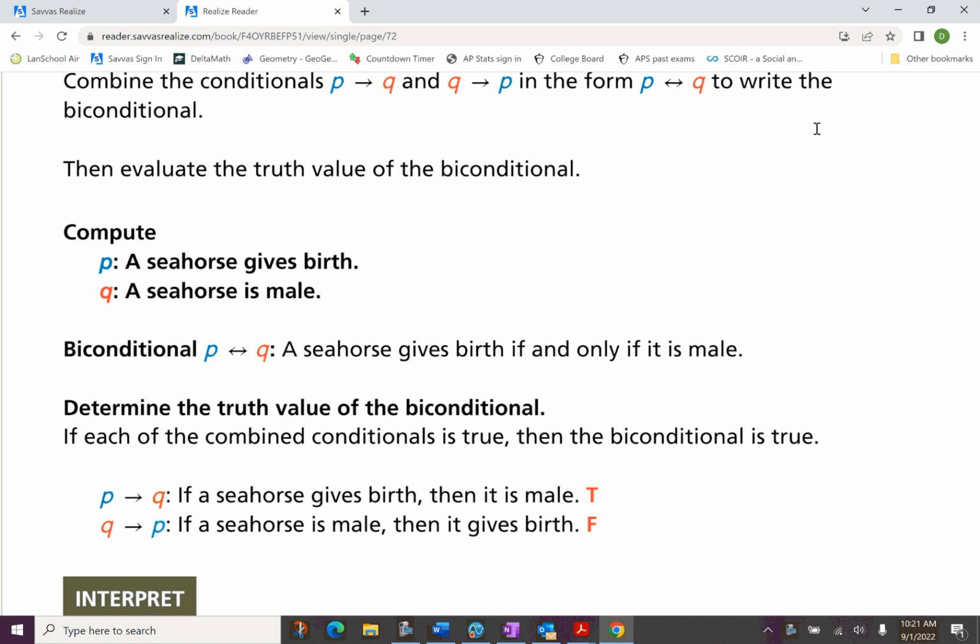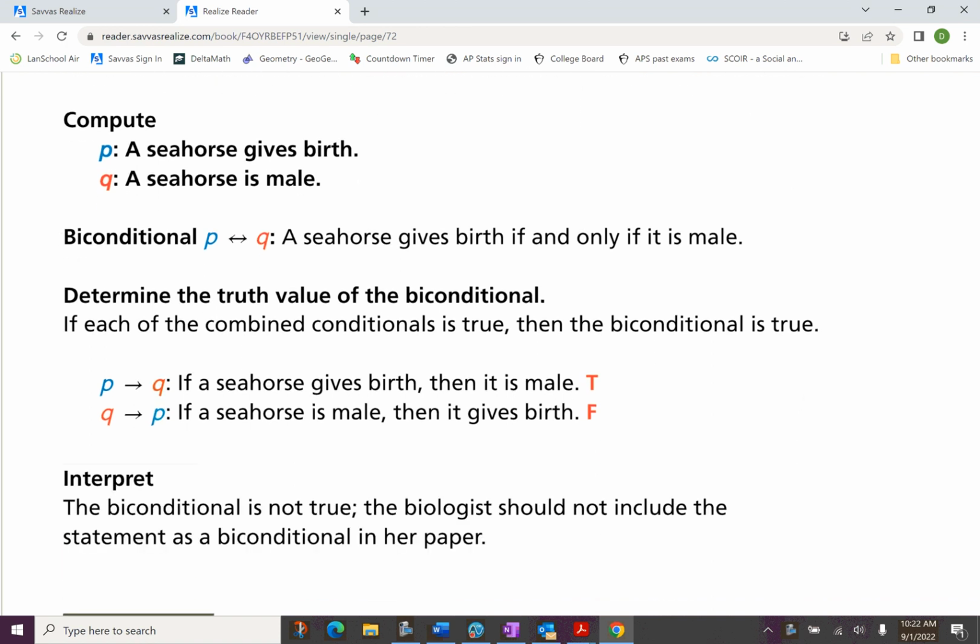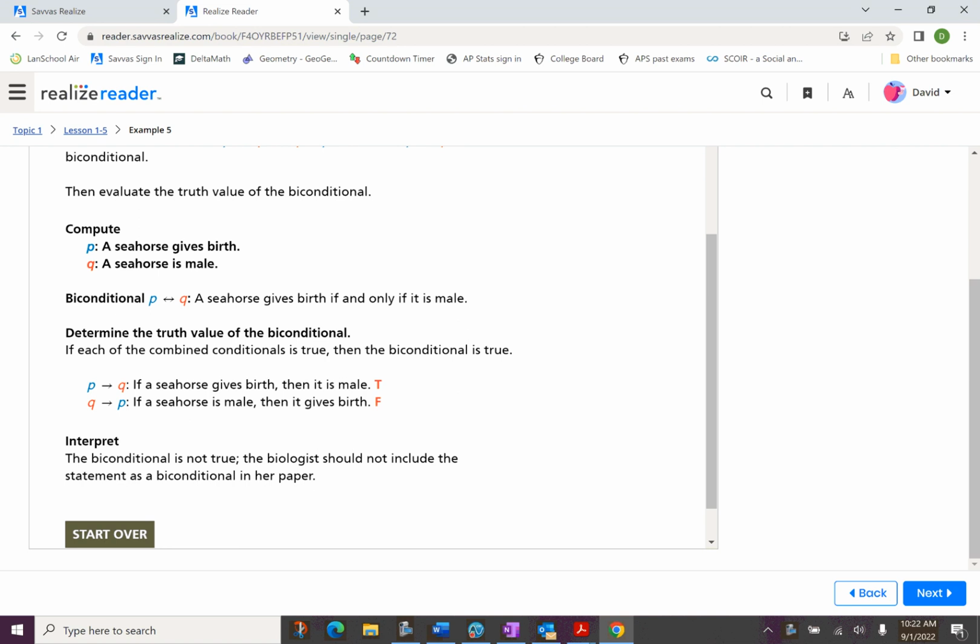So the original statement, if a seahorse gives birth, then it is male. That's true. But wait, hold on. If a seahorse is male, then it gives birth? That's not necessarily true. I imagine we could find pretty easily an example of a seahorse that is male that has never yet given birth. Okay? So the biconditional in this sense is false. Again, for the biconditional to be true, both the original conditional statement and its converse both need to be true.